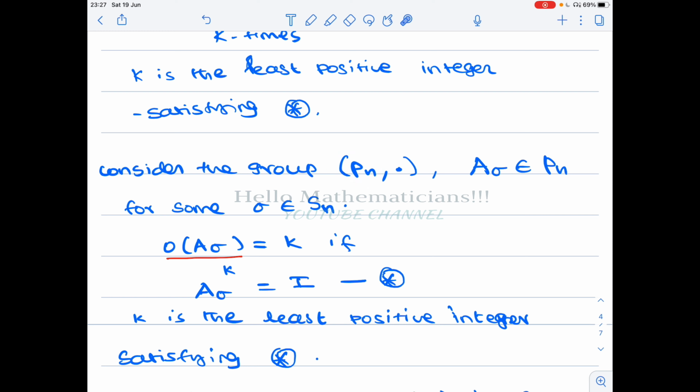If you take this permutation sigma to be the identity permutation, then the matrix A sigma will be the identity matrix. So the identity matrix itself is an example of a permutation matrix. So the order of A sigma equals K if A sigma power K is the identity and K is the least positive integer satisfying star. That is our definition.